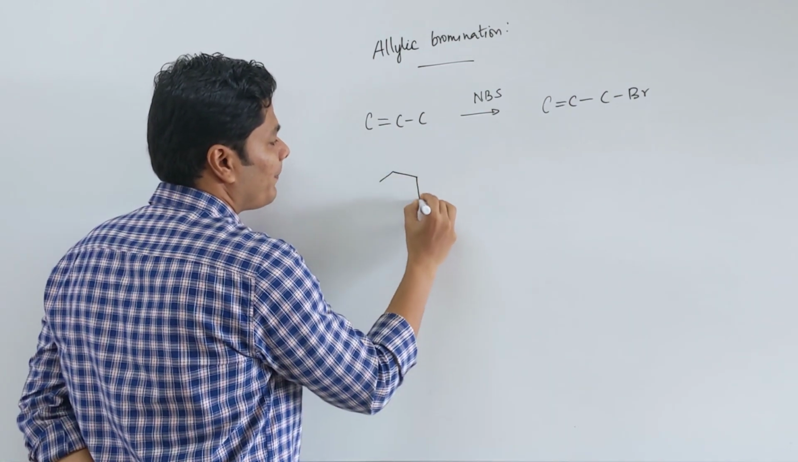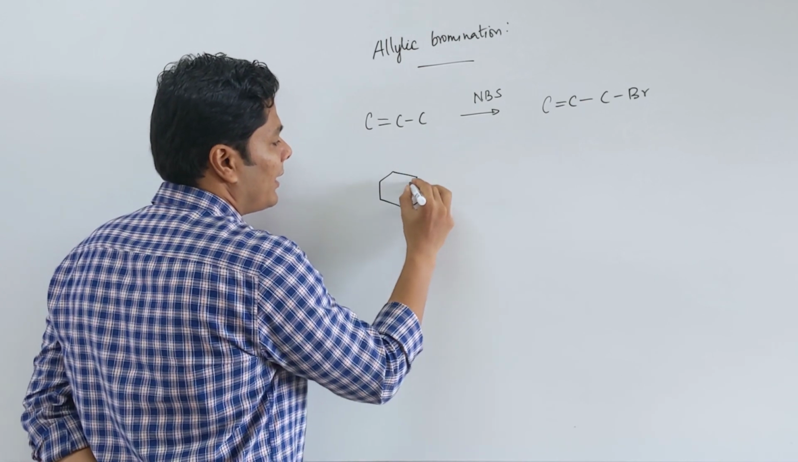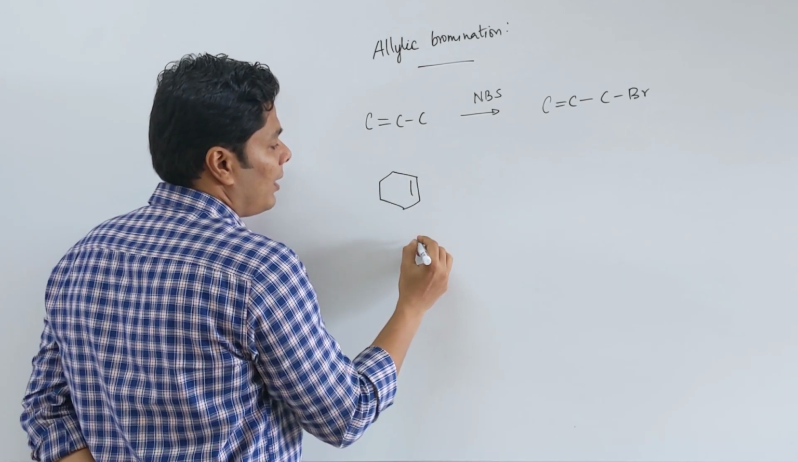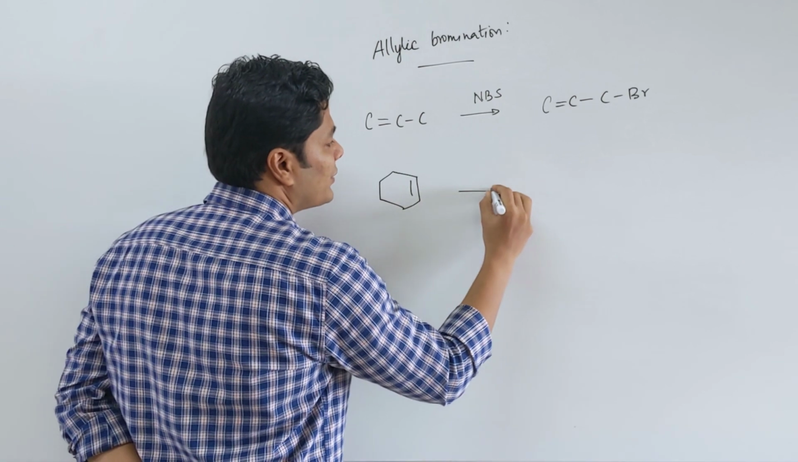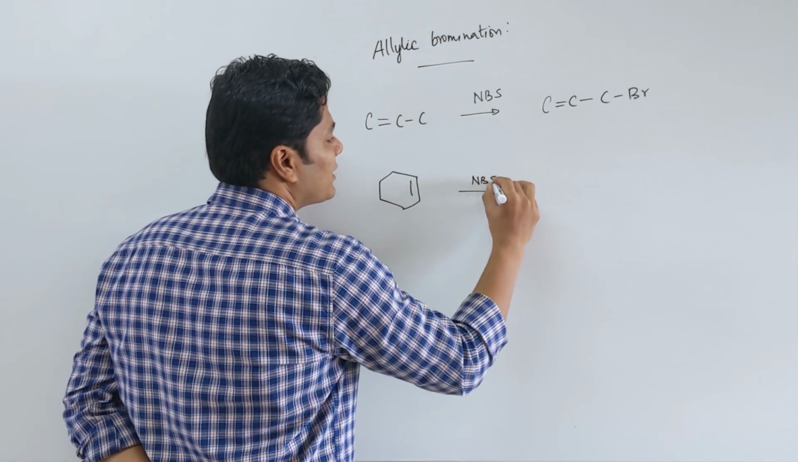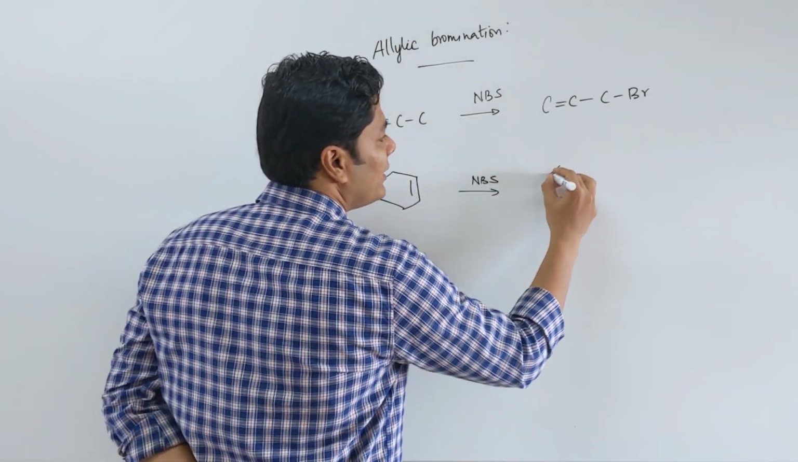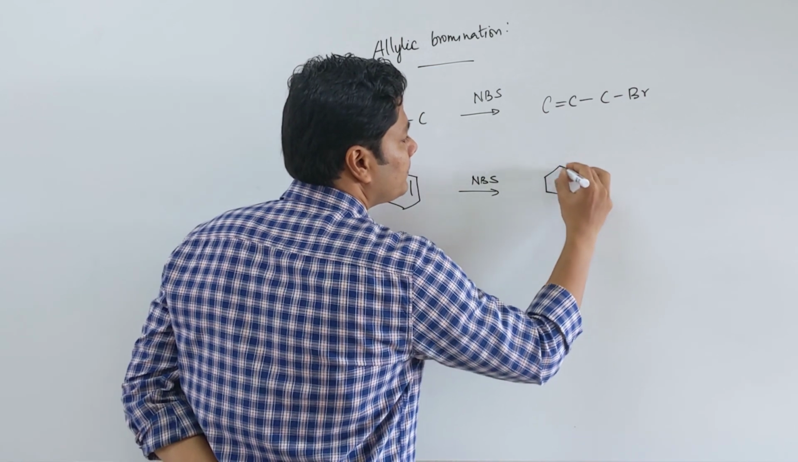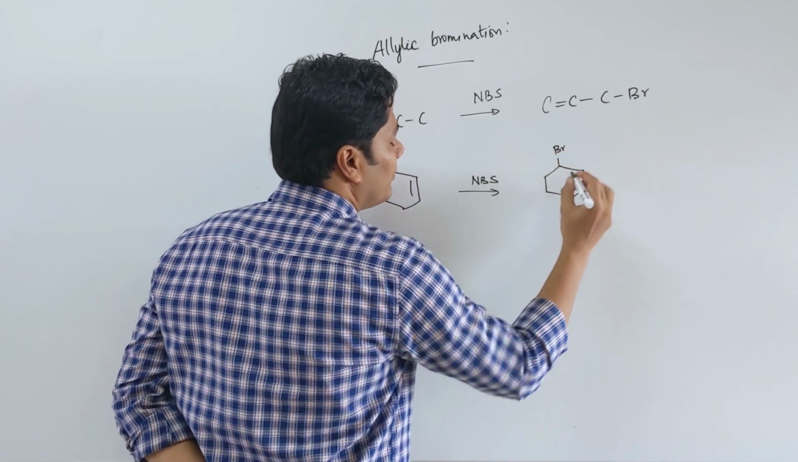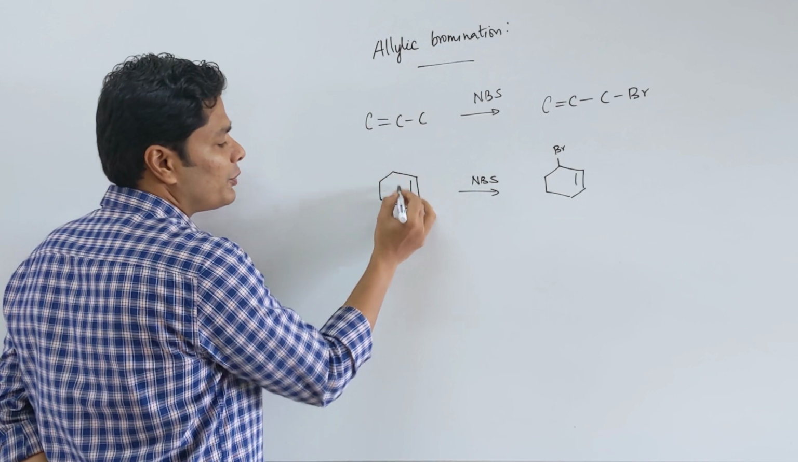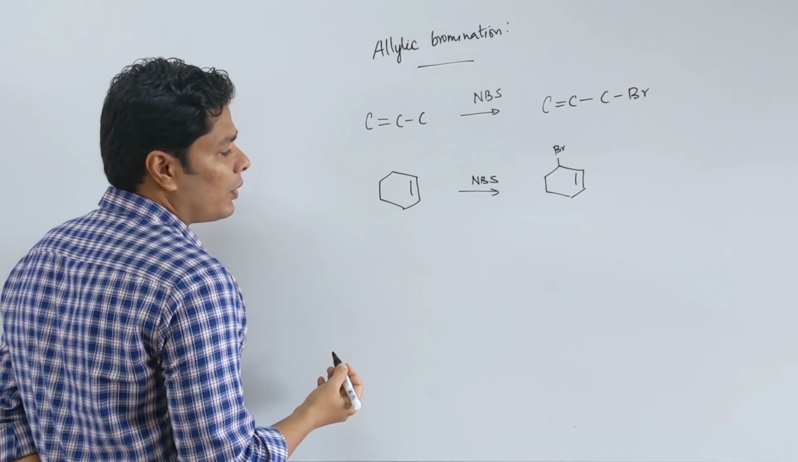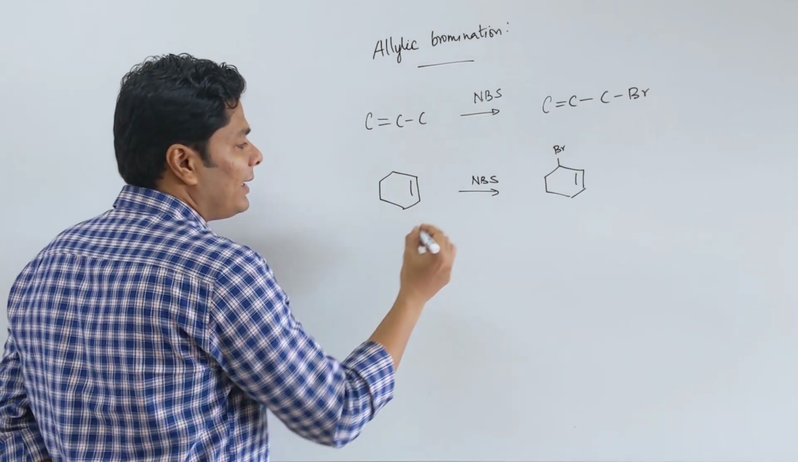For example, I can take a compound like this and I can ask you to do a reaction with N-bromosuccinimide. Obviously, we will get the Br over here because this is the allylic position. There are two positions, they are exactly the same. So accordingly, you will get the corresponding allylic product.